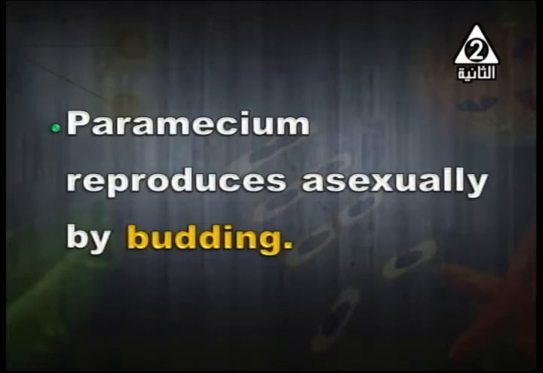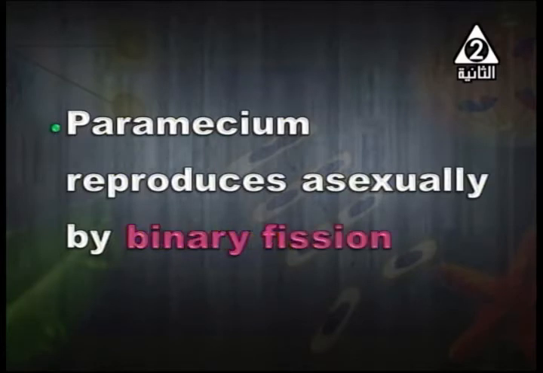Paramecium reproduces asexually by budding. Is it right? No. Paramecium reproduces asexually by binary fission.